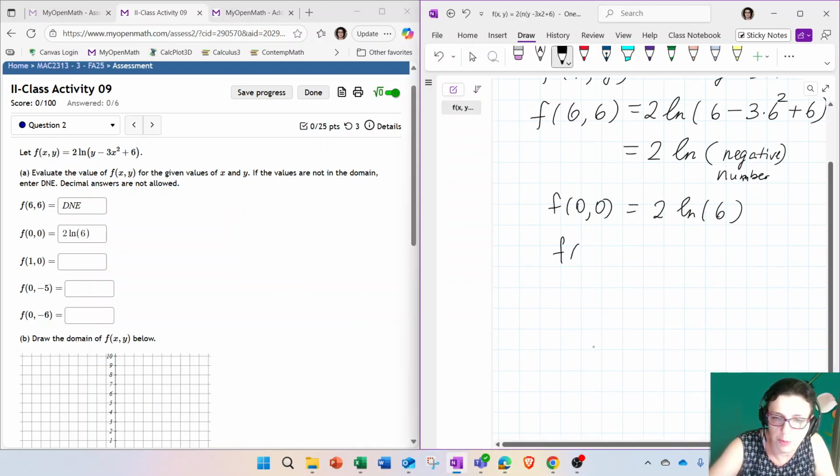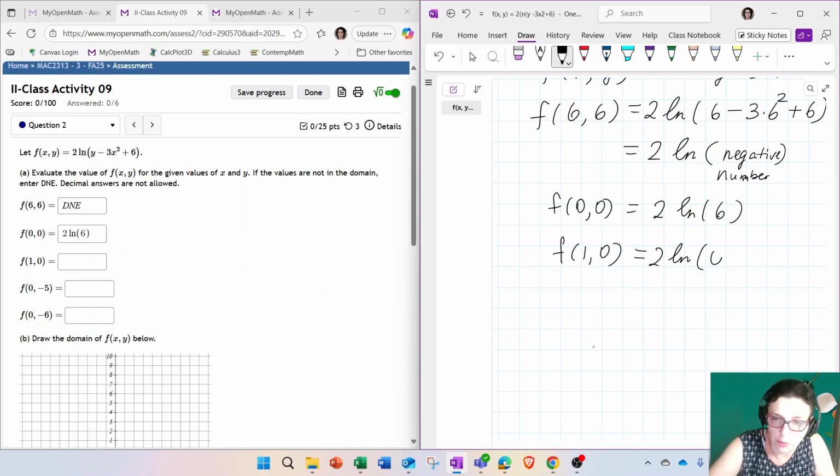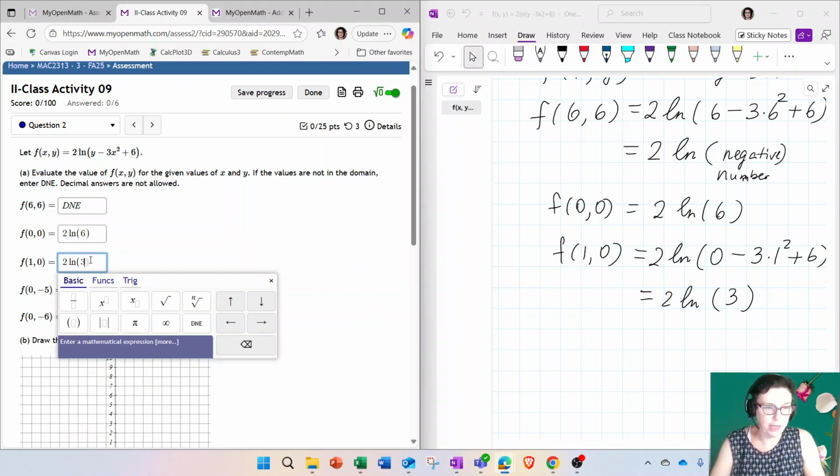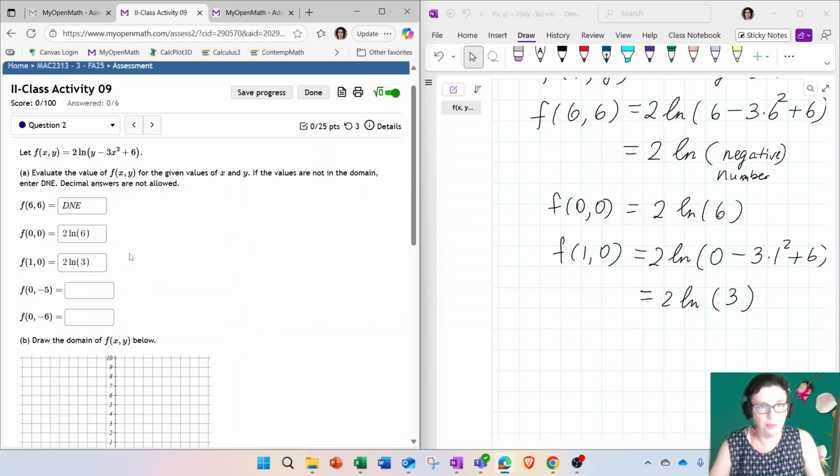If I were to compute something like 1, 0, so now I'm plugging in 0 for y, so be careful what's what, and I plug in 1 for x. Okay, so this gives me natural log of negative 3 plus 6. That's natural log of 3. So this looks like also something that is defined but cannot be really further simplified, so I just have to enter it that way.